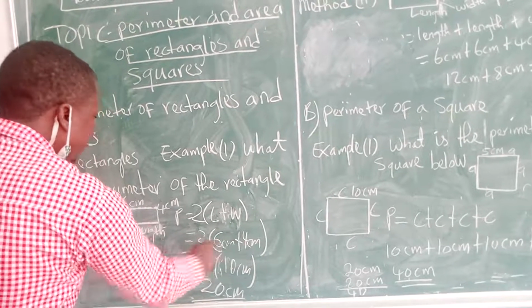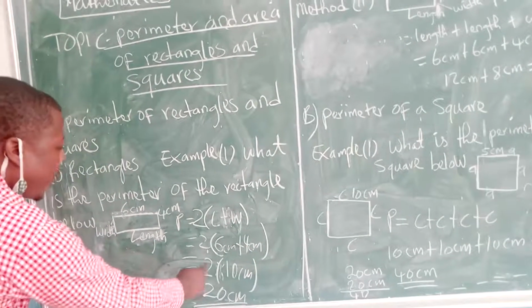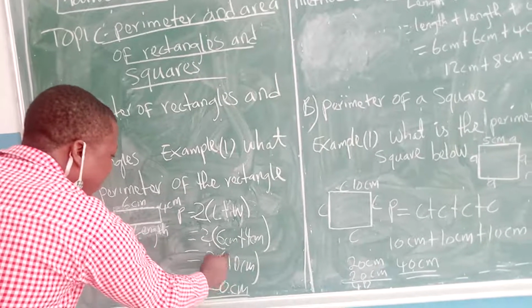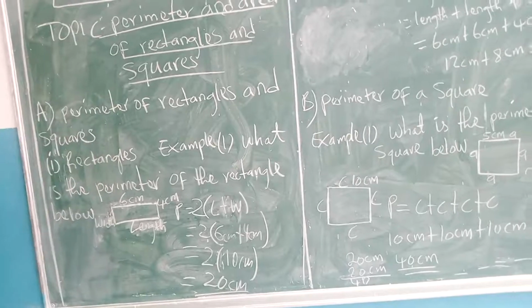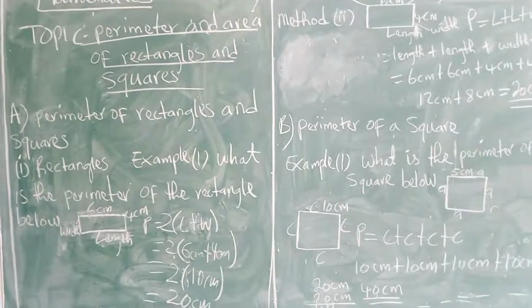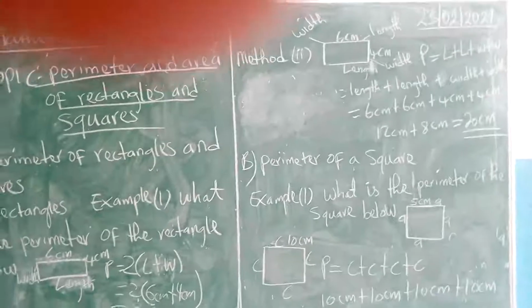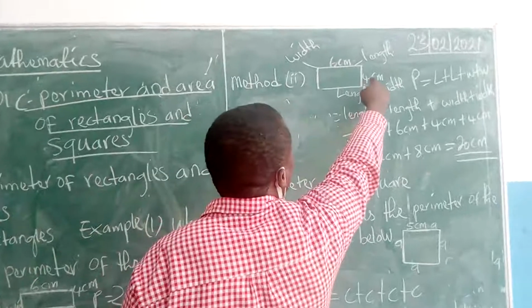We have 6 centimeters here and 4 centimeters. And instead of using this method, we say P, which is perimeter, equals length plus length, because we have 2 lengths, plus width plus width, because we have these 2 widths. So length plus length plus width plus width.